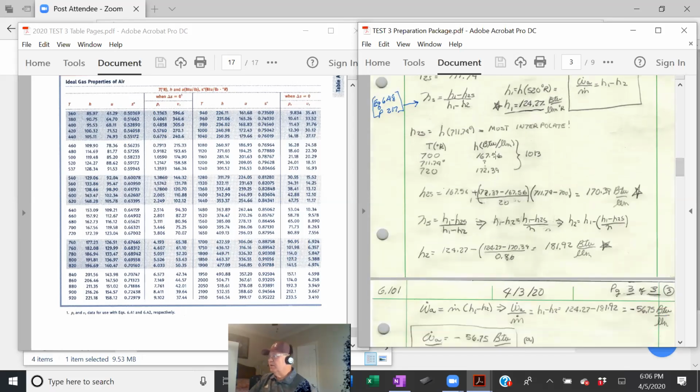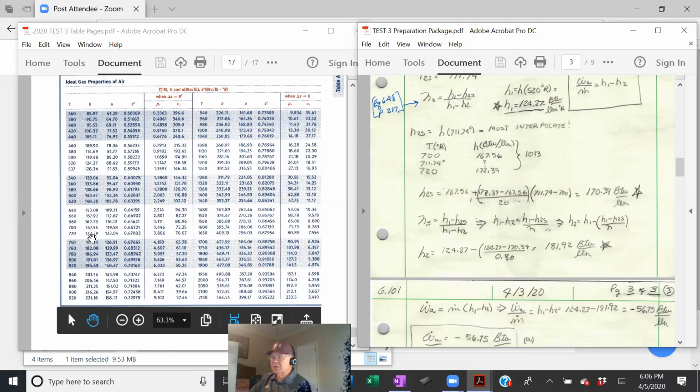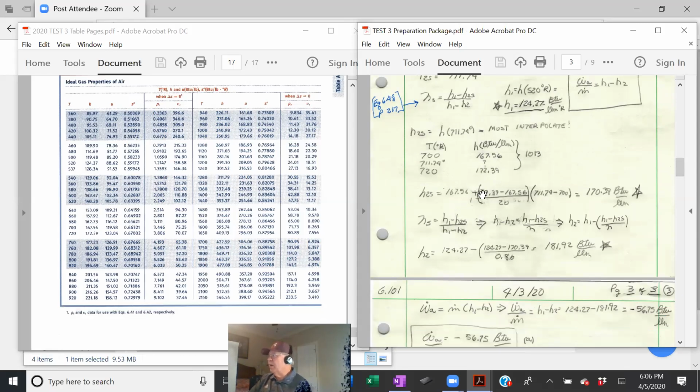So at 700, my H is 167.56. At 720, my next tabular value is 172.39. So I just interpolate using y1 plus (y2 minus y1)/(x2 minus x1) times (x minus x1), and I get 170.39 BTUs per pound mass. That's H2S. Now I still need H2, but I know that eta sub S is 0.8.